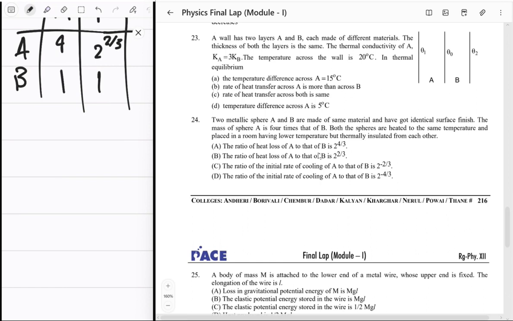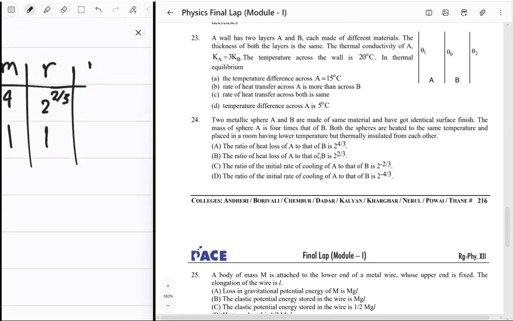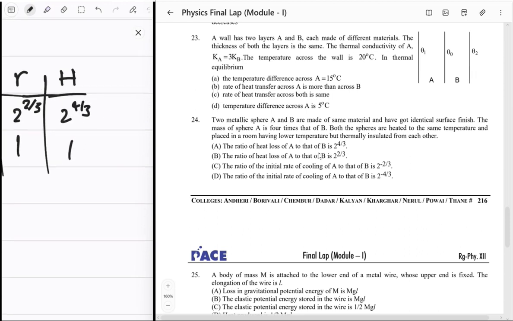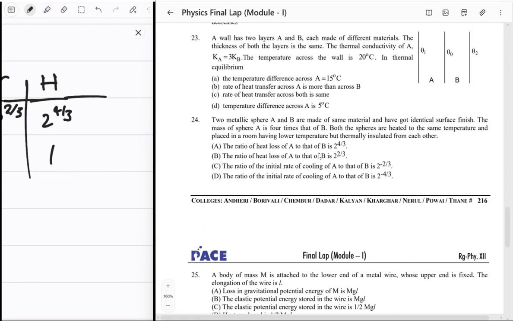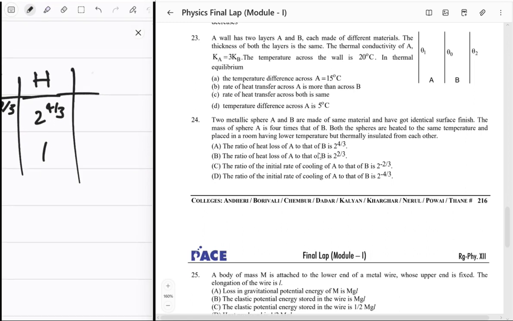So you just have to look at the area. The heat flow outwards is proportional to the area, so it's 2 to the power 4/3 to 1. You also want the ratio of the rate of cooling, which is negative dT upon dt, so you will need that in the end.